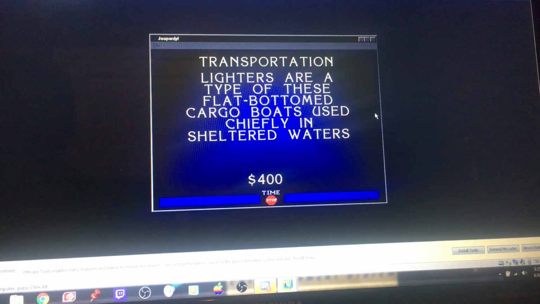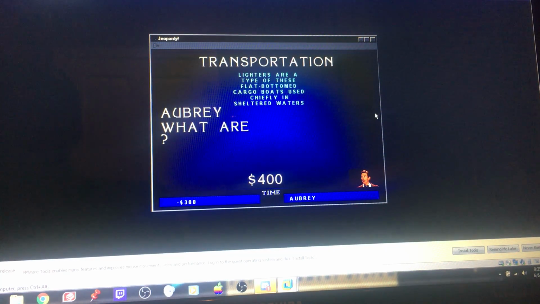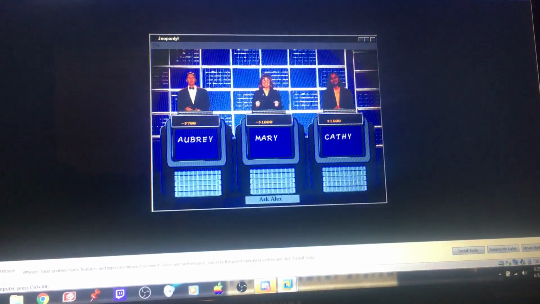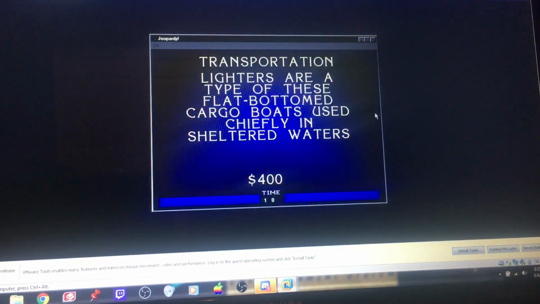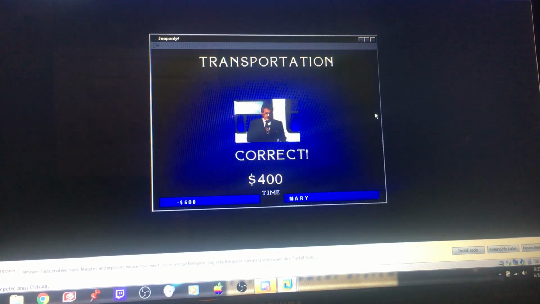And the clue is, lighters are a type of these flat-bottomed cargo boats used chiefly in sheltered waters. Flat-bottomed boats. What are gondolas? No? What are lifeboats? No, that's not right. Anyone else? Barges. Right.